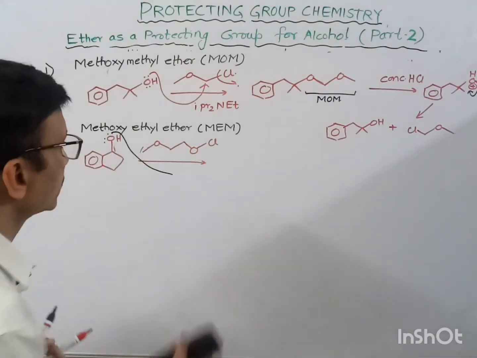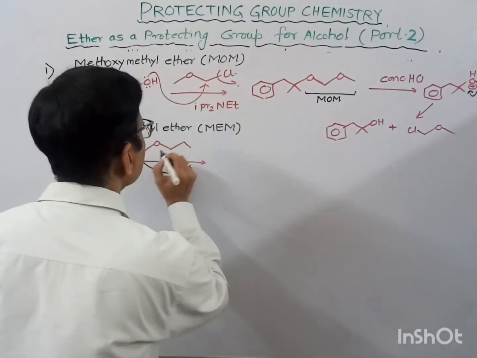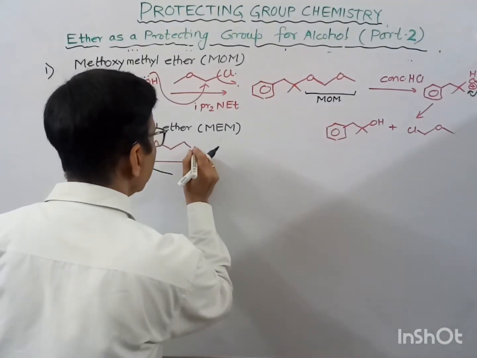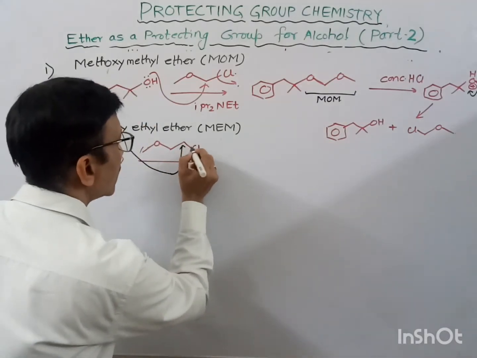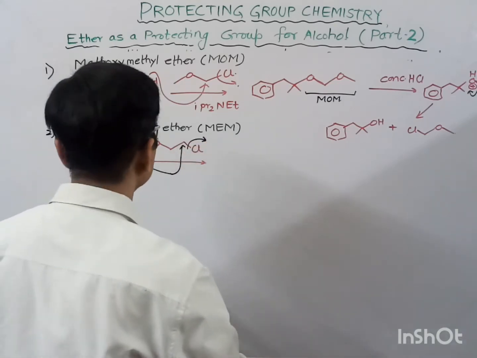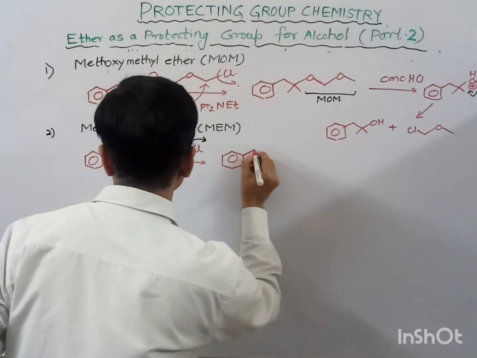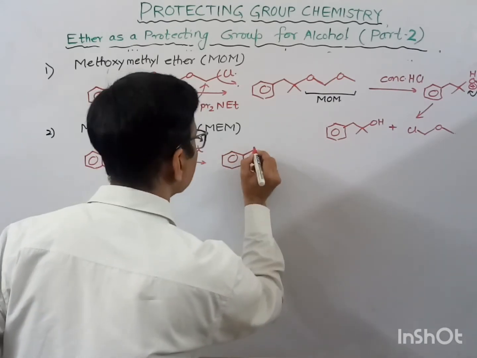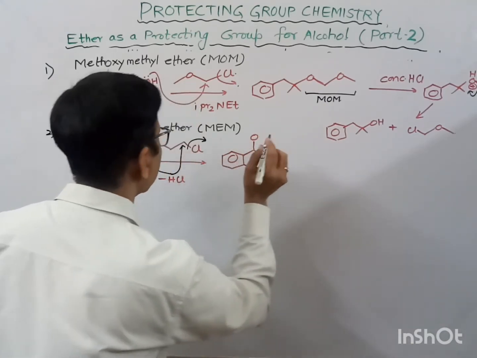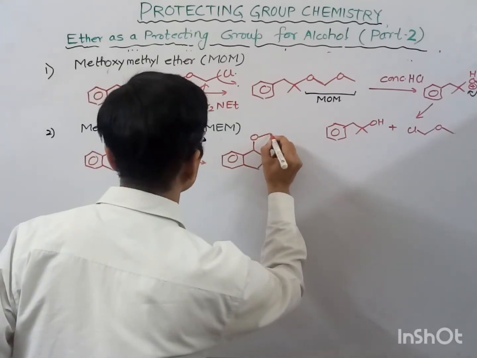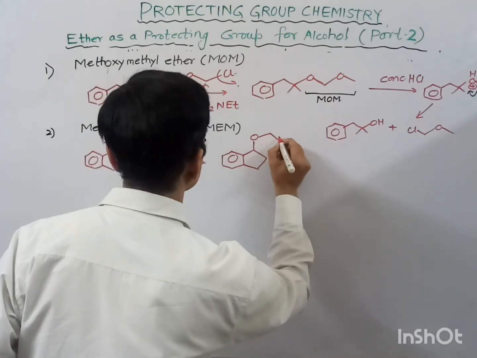So I wrote it wrong, sorry. So this is methoxy ethyl, and this would be chloride. This is methoxy ethyl chloride. Now this will attack over here, and chlorine will leave, and what will we get? We will get the protected alcohol. So minus HCl will leave, and the oxygen will attach here.